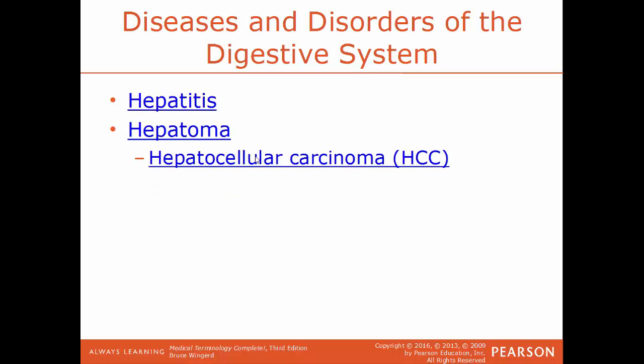Hepatitis. This is a disease that is characterized by the inflammation of the liver. There are multiple forms of hepatitis. Our next term, hepatoma, is having cancer within the liver. And the most common type of liver cancer is our next term, HCC, hepatocellular carcinoma. It's also called malignant hepatoma.